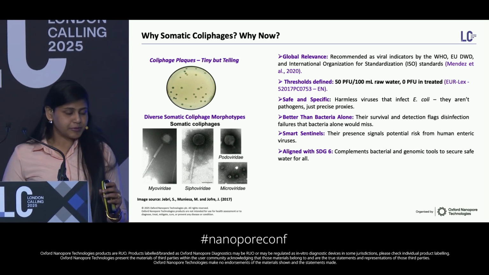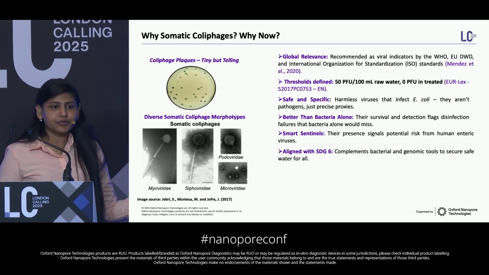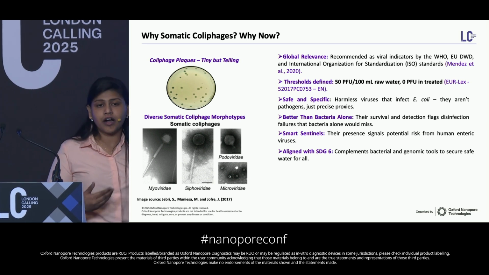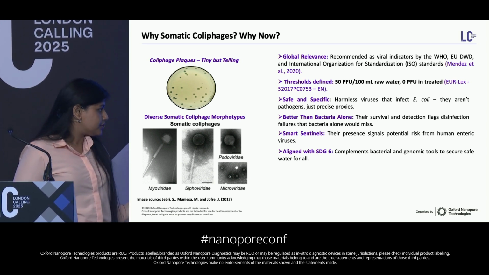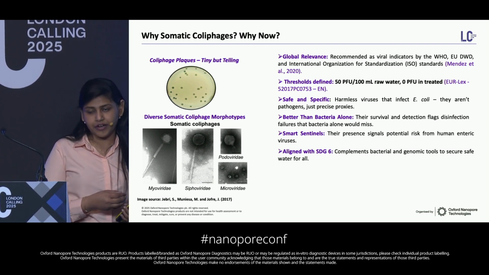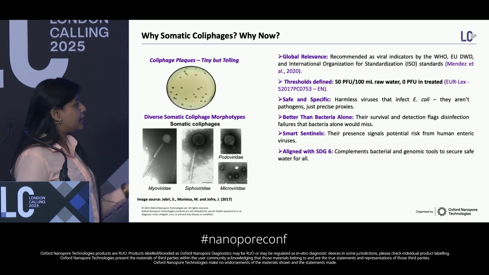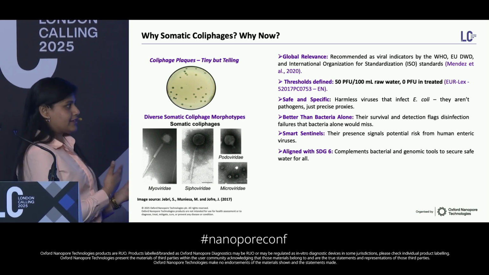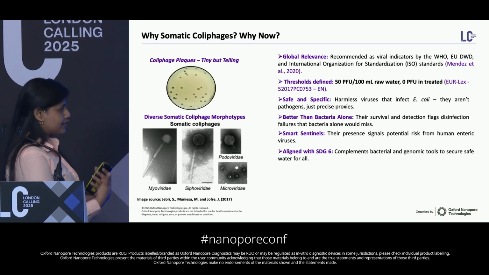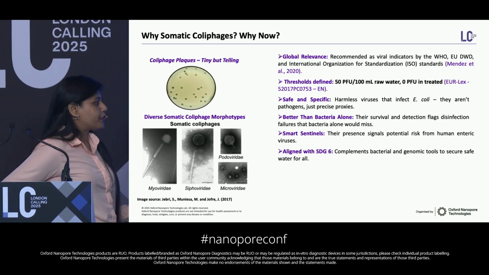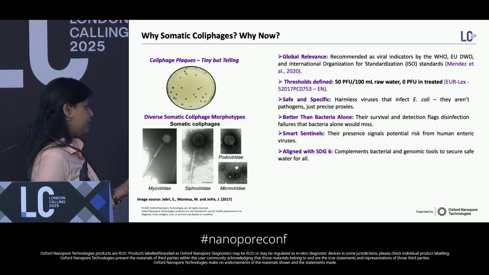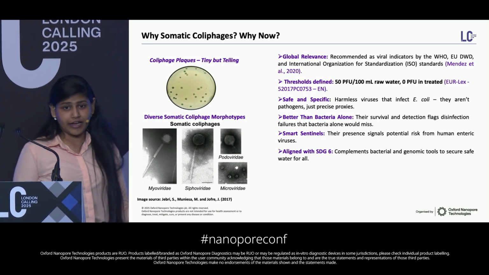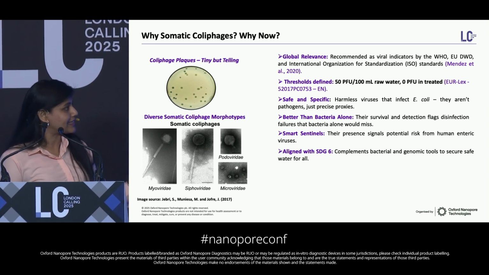They are safe and specific. When I say these can be used as viral proxies, viruses can harm you, but these phages are very specific to bacteria and they do not harm humans. That's why they are safe and specific to use. They are better than bacteria alone. Like I said, when both of them are in the same team, they can help you with effective drinking water monitoring. They are the smart sentinels, and they also align with Sustainable Development Goal 6, that is clean water.